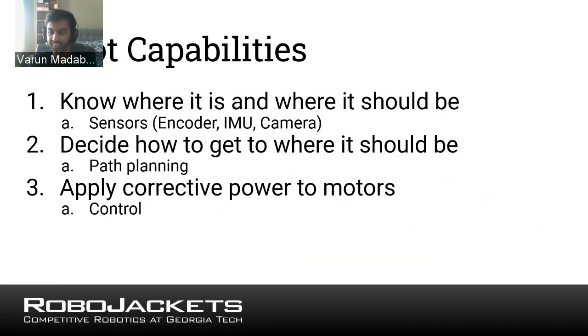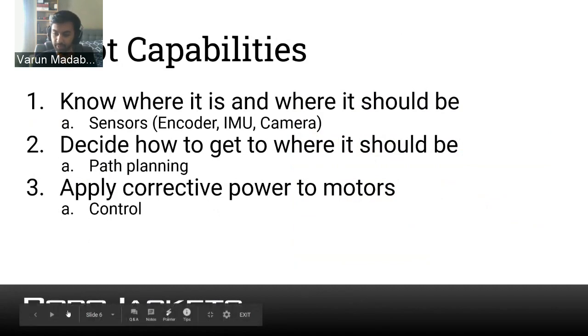And then from where it is, it needs to decide where it should be. And you, as the programmer, will tell the robot beforehand what path it needs to take, and the robot needs to try to get itself to that path. And finally, it needs to be applying power to the motors. It needs to apply the correct amount of power in order to get the motors to go at the right speed in the right direction, ultimately causing the robot to end up where it wants to be.